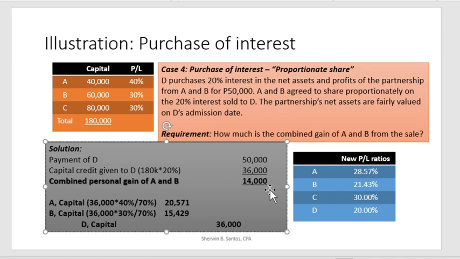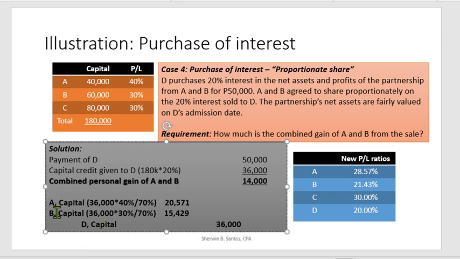Kasi in the board exam, pwedeng ang tanungin is the combined personal gain, pwedeng ang tanungin is kung magkano yung share na manggagaling kay A capital, kay B capital, ganun. Or kung ano na ang new profit and loss sharing ratios. So, pwedeng ganun ang tenor ng questioning. So, let us expound more. For this requirement, the answer is 14,000. The capital credit kasi na ibibigay kay D ay 36,000. So, automatic credit D capital, 36,000.